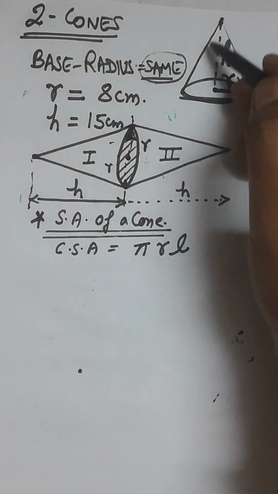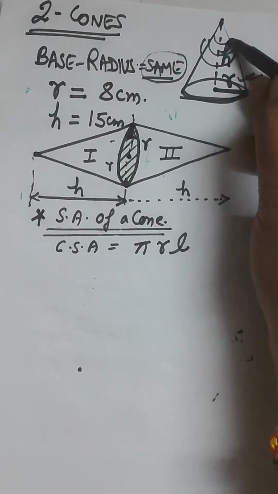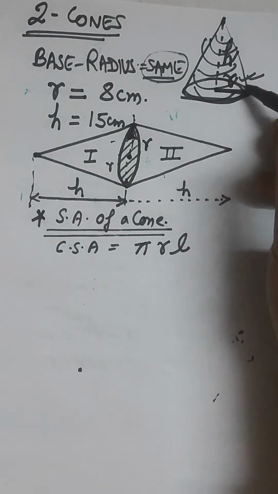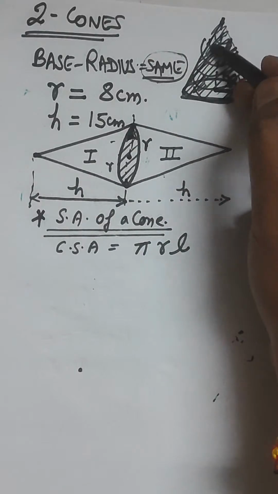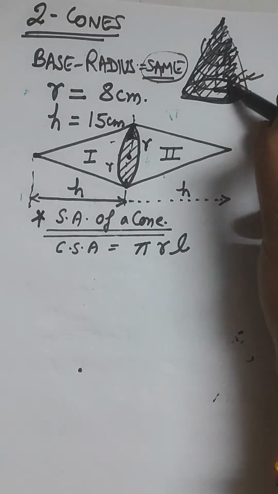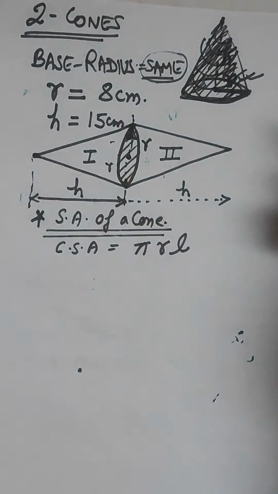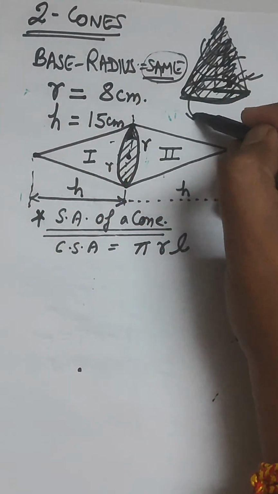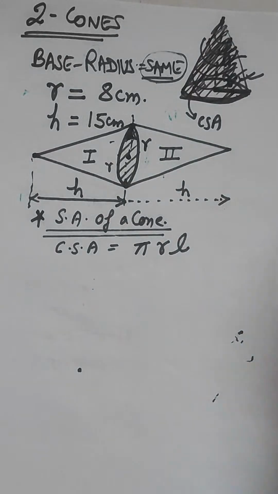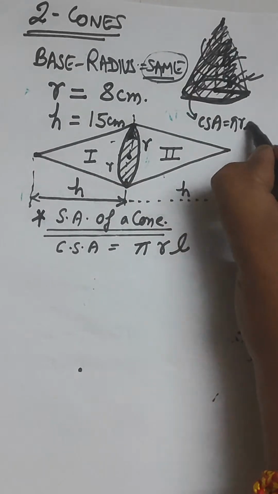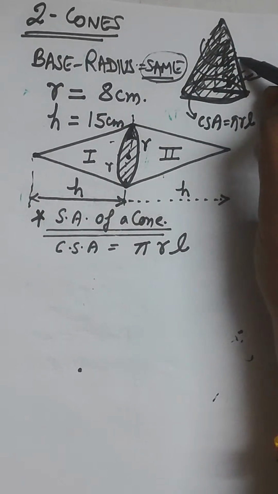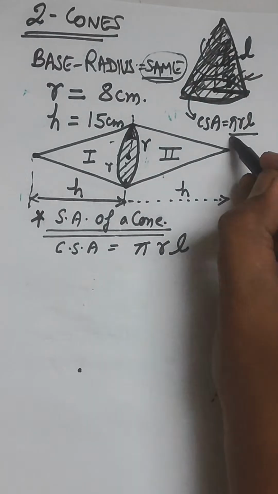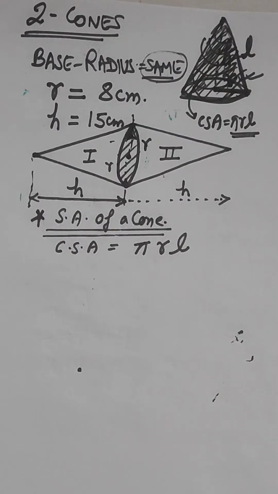Pi r l is this area, this one. I mean to say this one, the curved part, the cone with the ice cream which you are eating, which is in conical form. The shape which you are holding, this is the curved surface area, and this is equal to pi r l. What is l? That is the slant height. So curved surface area is pi r l. But when you are eating the ice cream, from which side?